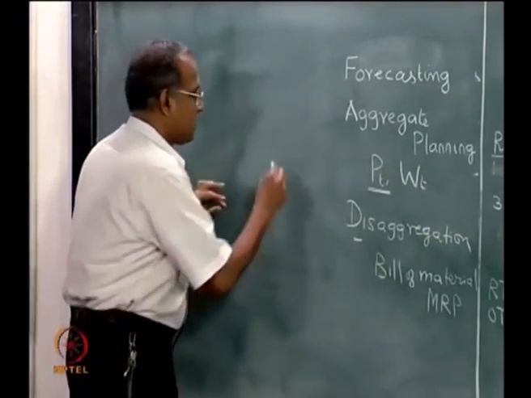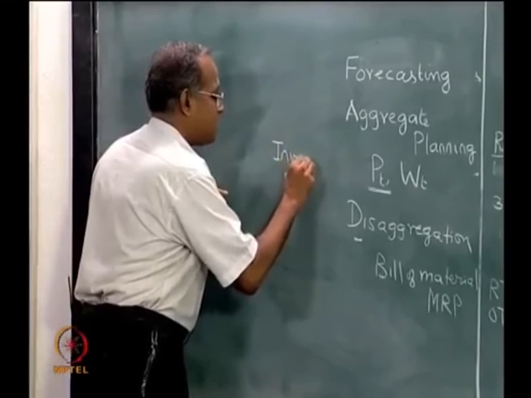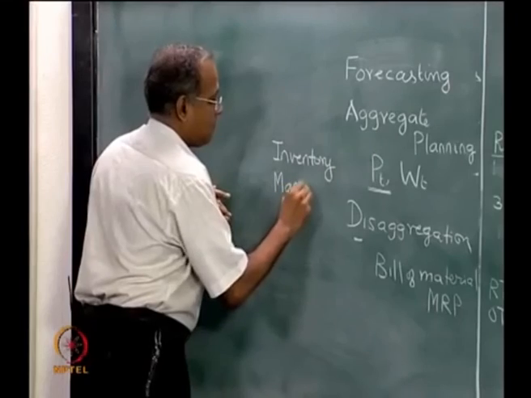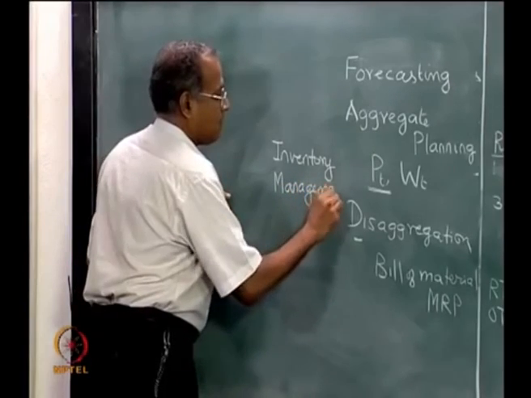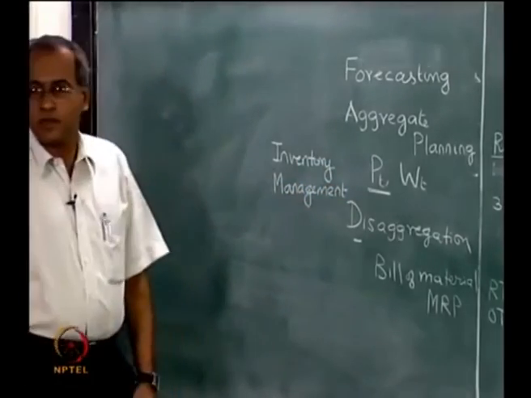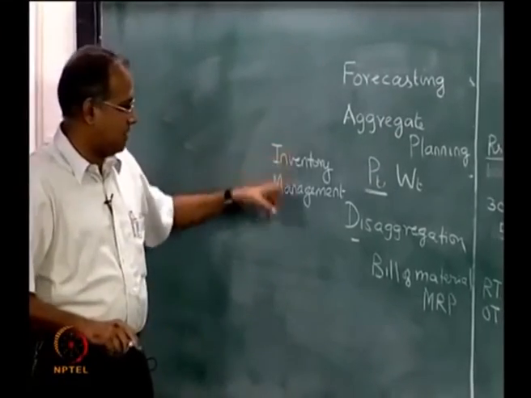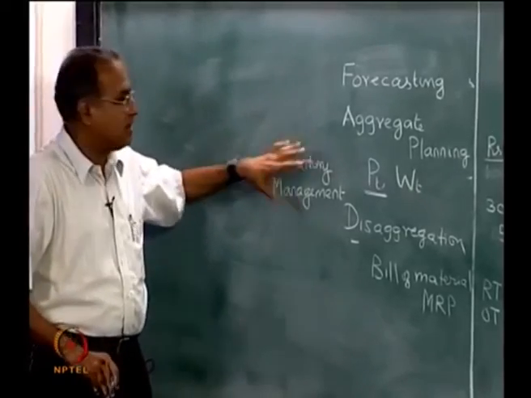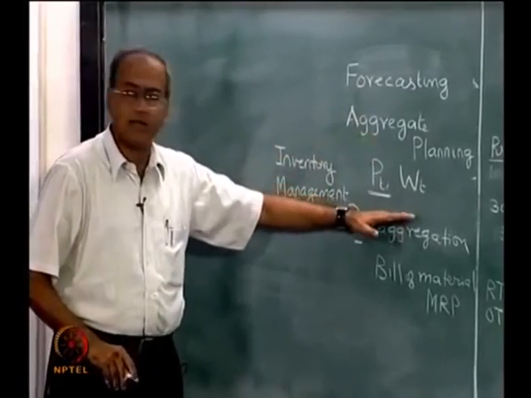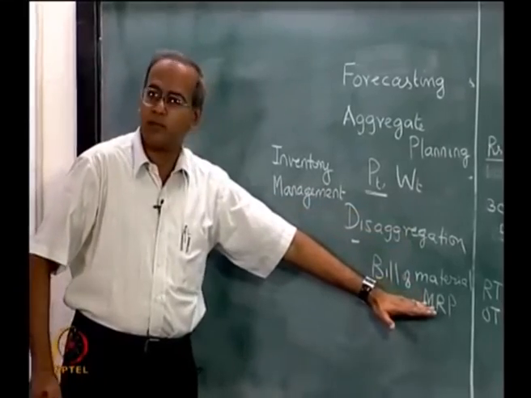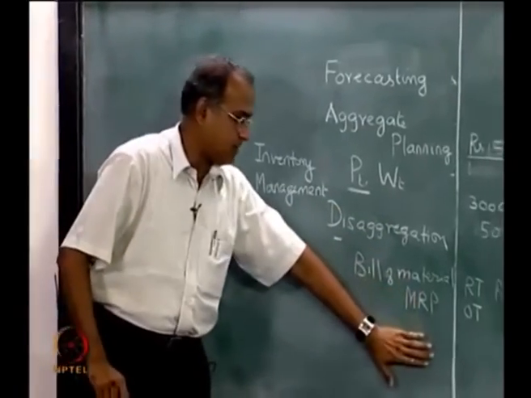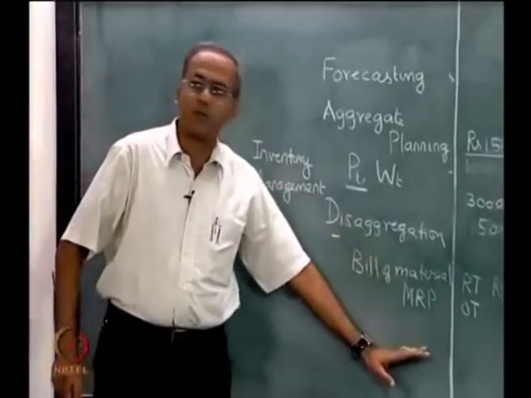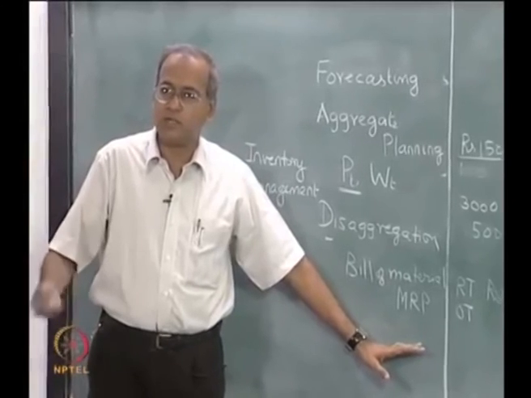So, that leads us to another topic called inventory management, which we will see in the next lecture. And after we study inventory management, we will go back and look at disaggregation, and then we look at MRP, and then after the MRP is studied and the inventory management is covered, we will then move into production control, which is sequencing and scheduling.